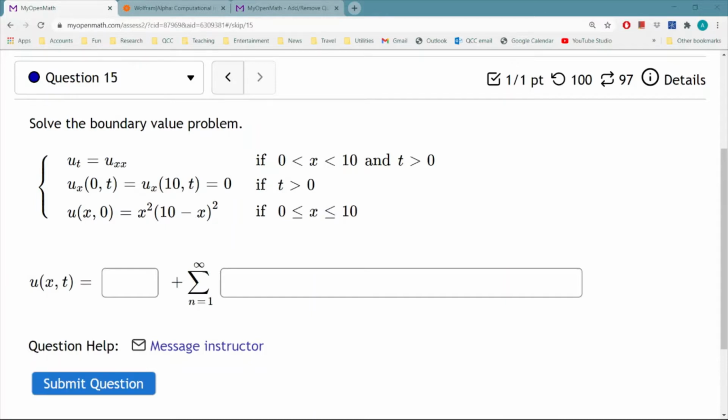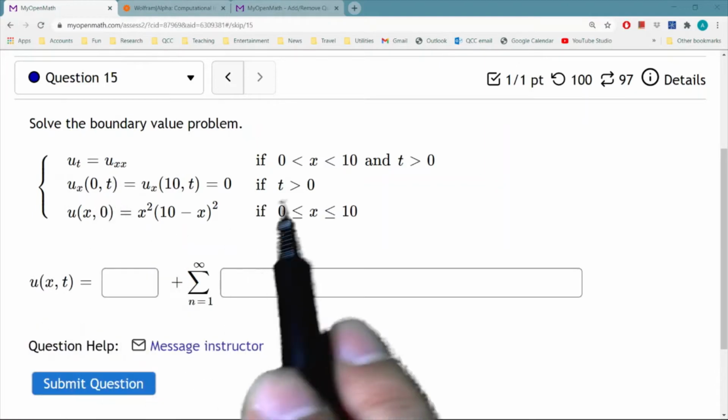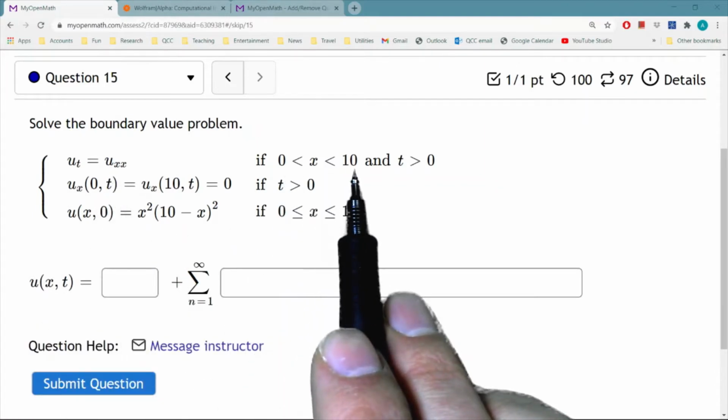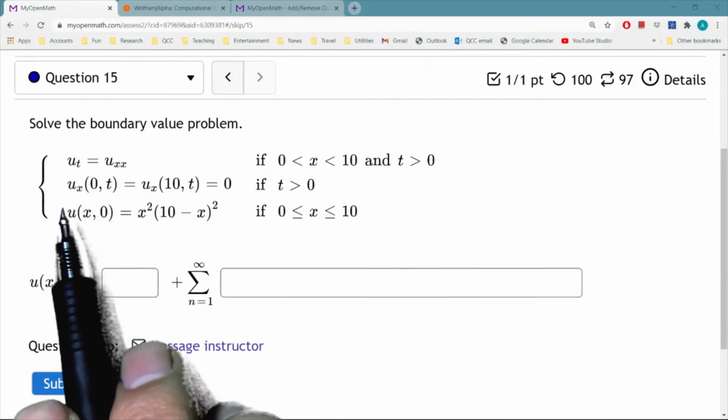So we want to solve the boundary value problem for the heat equation. Here is the differential equation. We're on the x interval from 0 to 10 and for t greater than 0. So we're solving it forward in time. Now we have some boundary conditions.